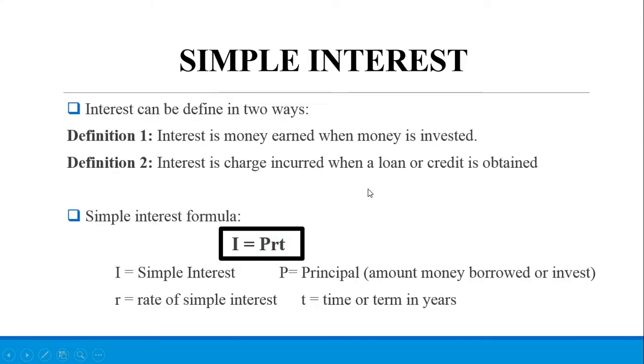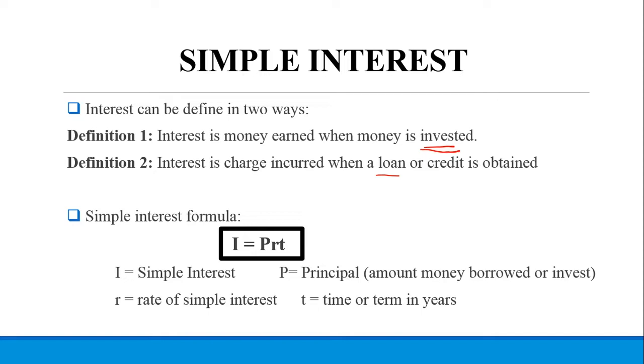Simple interest is the easiest way. When you invest money, you do pelaburan, you invest the money and you get the interest. The income you get is called the interest. The second one: when you borrow money or take a loan, you will be charged interest. So there are two ways you will get interest: first, based on what you invest, and second, based on how much you borrow or the loan you take.